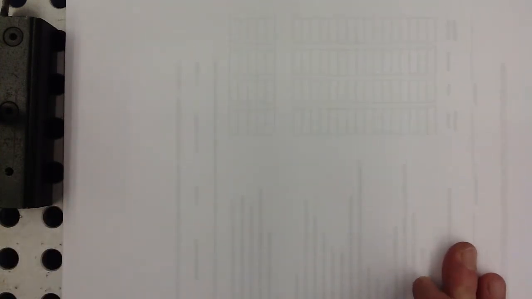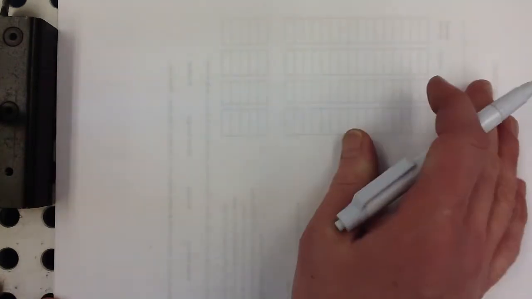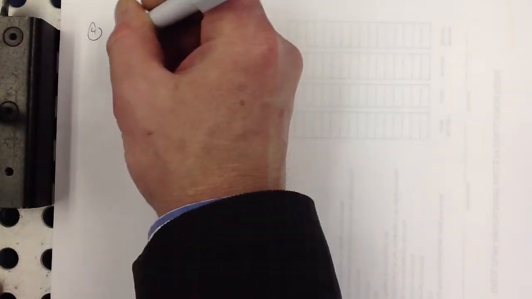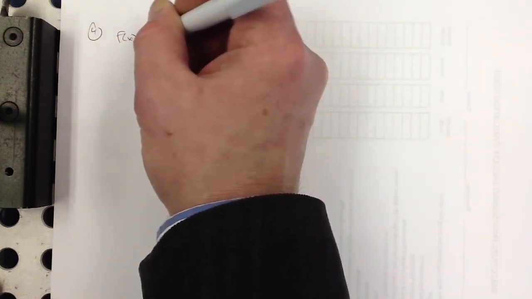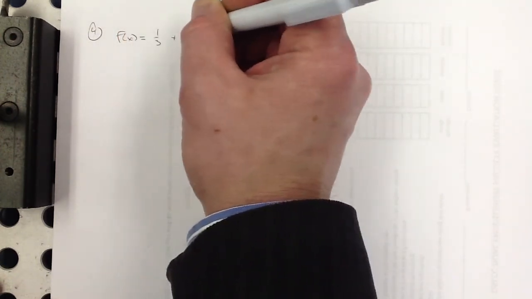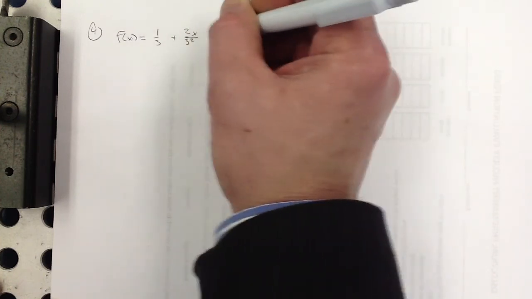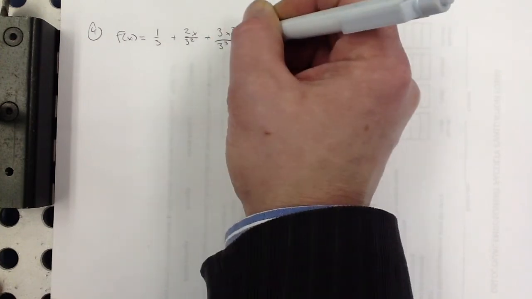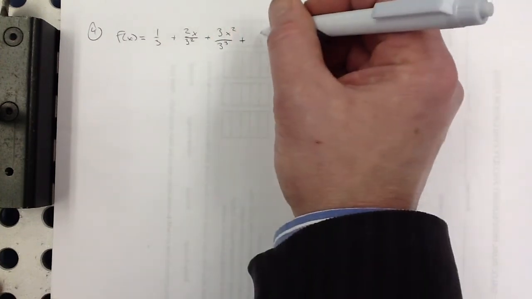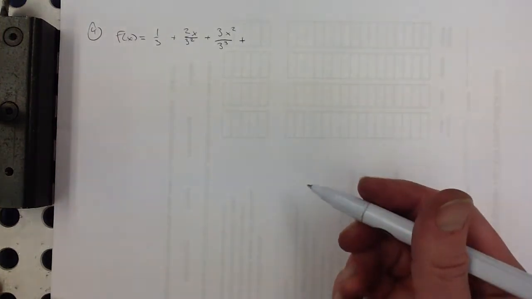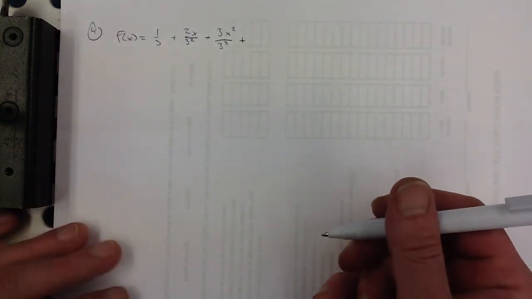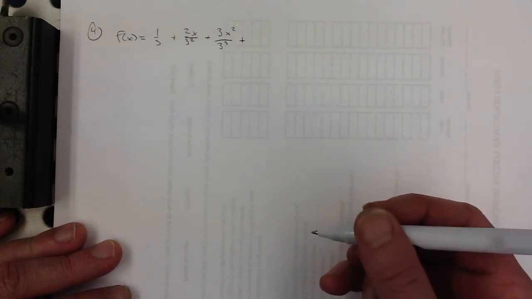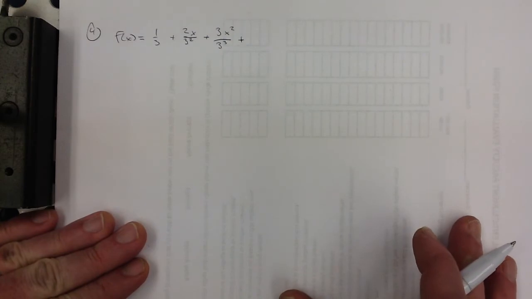Number 4. We have a function defined by f of x is equal to 1/3 plus 2x over 3 squared plus 3x squared over 3 cubed plus etc., and they gave us the general term there. They want the first 3 non-zero terms and the general term for an infinite series representing the integral from 0 to 1 of that, and they want us to use the series to find that integral.